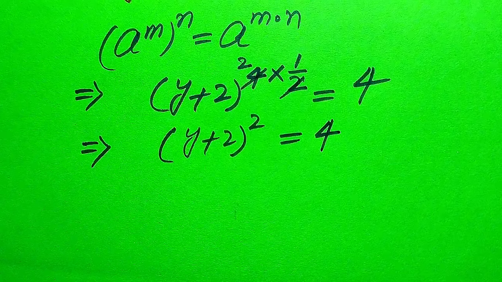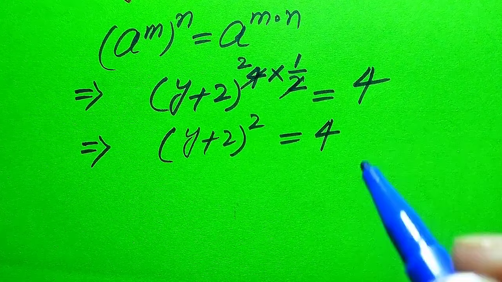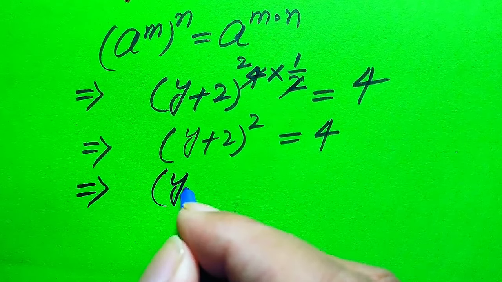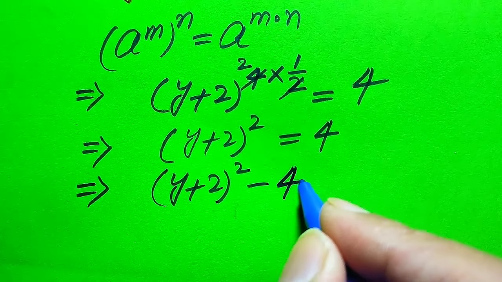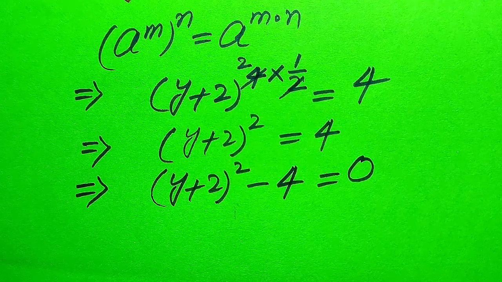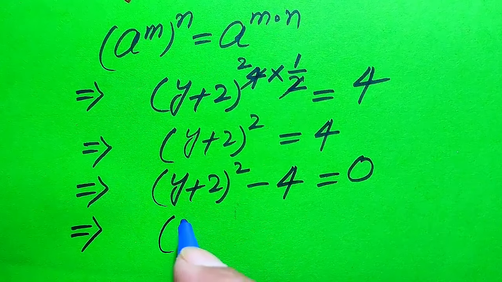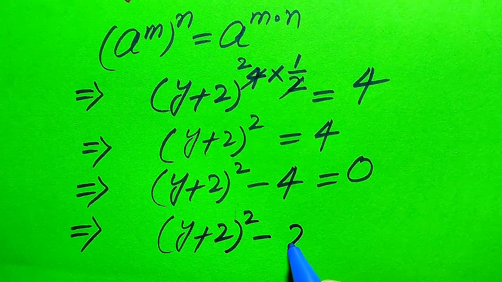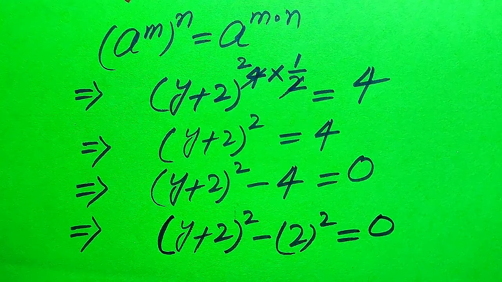So here we have different ways to solve this quadratic equation, and now I can just move the right hand side to the left hand side. This is a positive term, and when we move it to the left hand side it becomes negative, so (y plus 2) squared minus 4 equals 0. Further, we rewrite this equation by writing 4 as 2 squared, so (y plus 2) squared minus 2 squared equals 0.